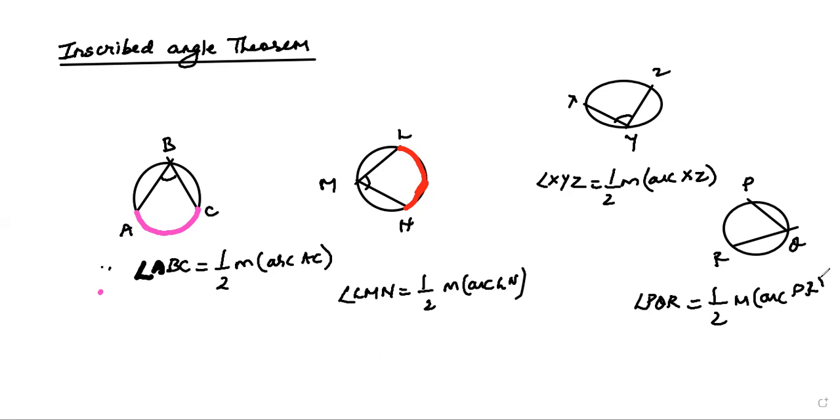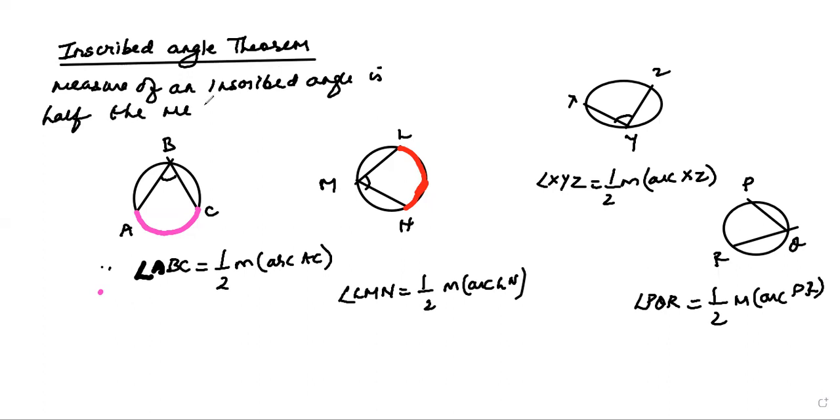So the moment you see an inscribed angle in this chapter, circle arc, this statement should come to your mind: the measure of an inscribed angle is half the measure of its intercepted arc. Please keep this in your mind, children.